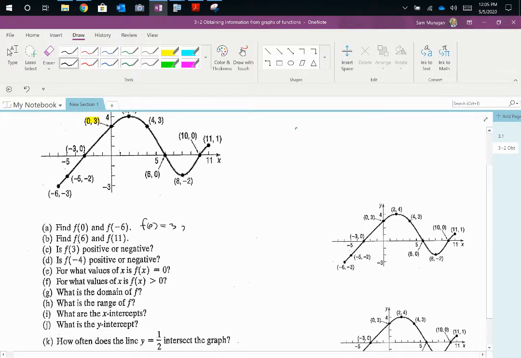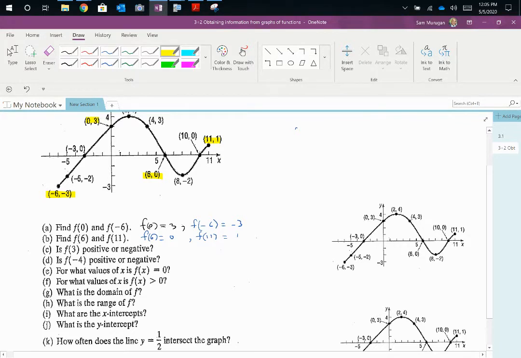And f(-6) here is equal to -3. F(-6) is equal to -3. F(6) equals 0. And f(11) is equal to 1. Okay? f(6) is equal to 0.